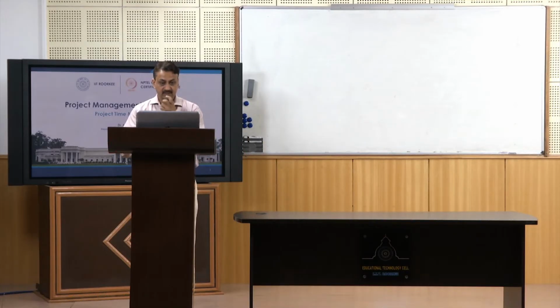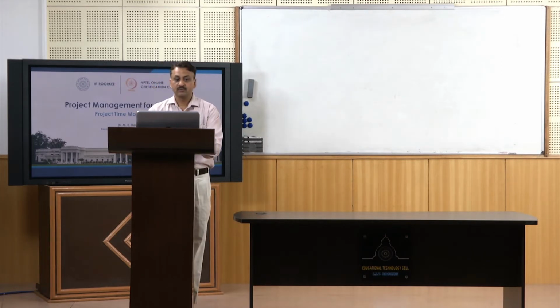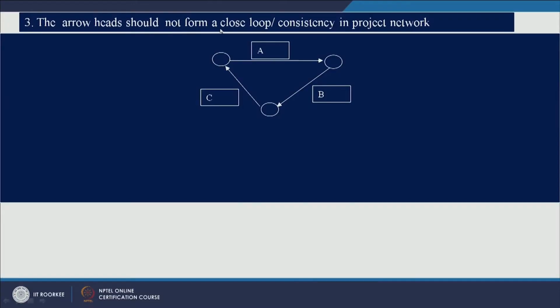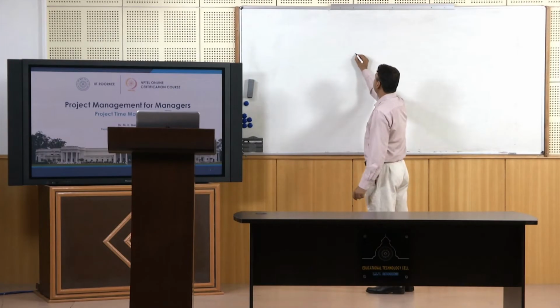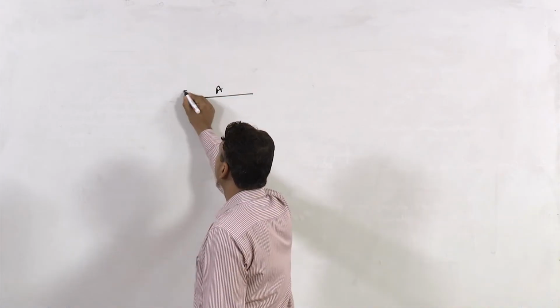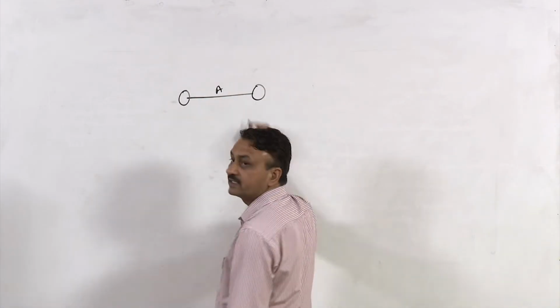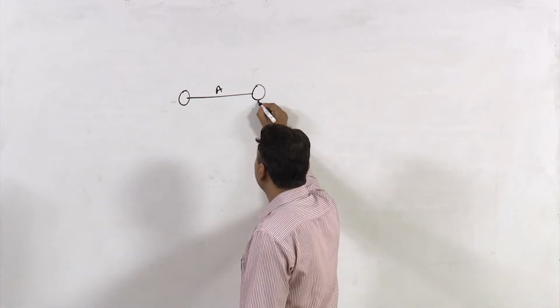Okay, so let us look at the third point. The arrow should not form a closed loop. In a network you should not have a closed loop. I will tell you with an example. Let us say there are three activities. Let us say activity A starting here, ending here, activity B.